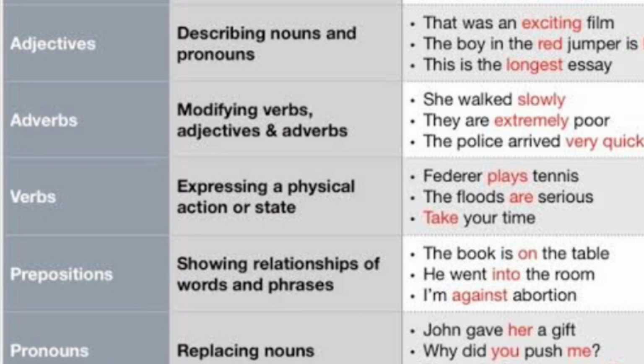This is the longest essay. It is describing the essay. Essay is a noun and it is describing how the essay is the longest. So anything which describes a noun, or it can describe a pronoun. He is, that boy is tall. We'll come to the pronouns later. So first let us speak only about the adjective. It can describe a noun or a pronoun.